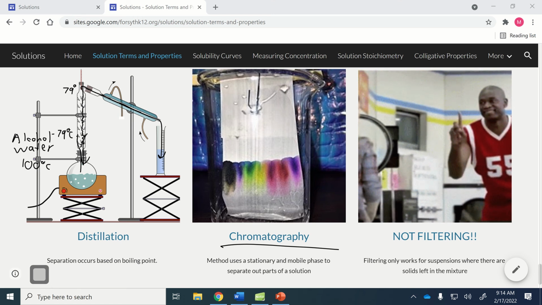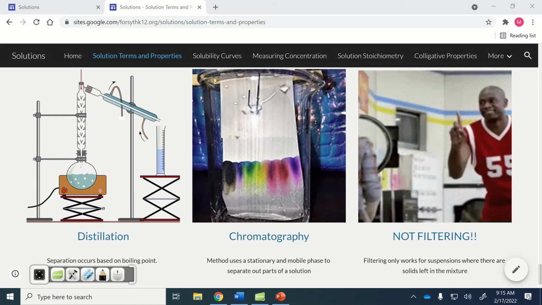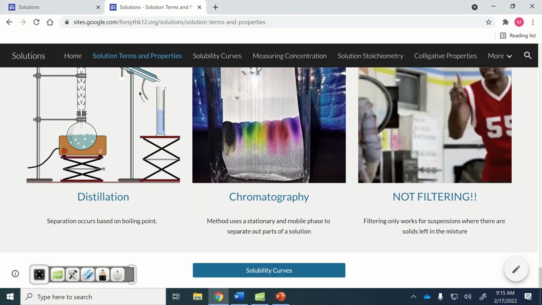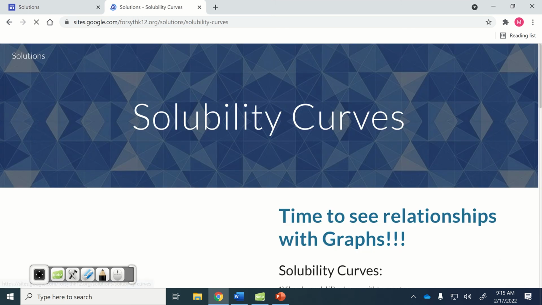But, as Dikembe Mutombo says here, no, okay? Filtering will not separate out a solution. That is because you need solid particles. So filtering does not separate a solution, so we've got to be careful with that. So distillation and chromatography are two methods there. All right? So a lot of terminology there, but we're going to cover one more thing.